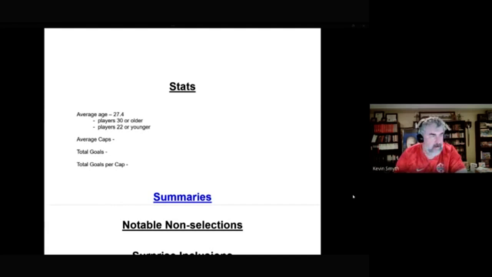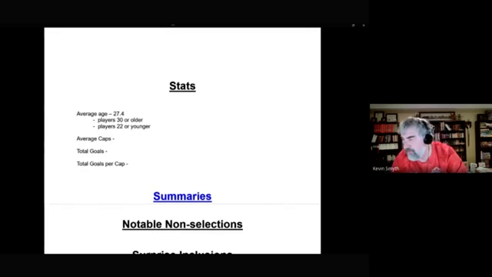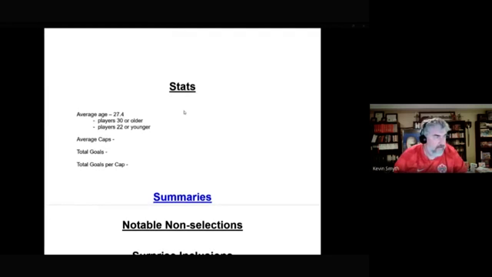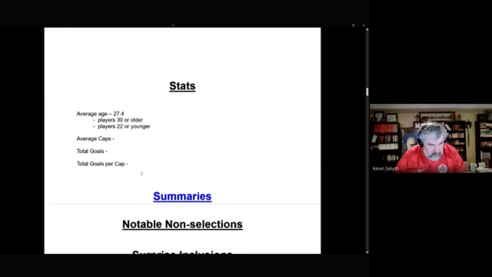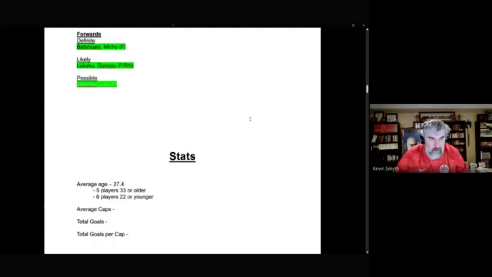The average age of our squad here is 27.4, and that is fairly old actually as a team on the whole. But there are other teams of the same age. 27 is the average, so it's not extreme. But we do have 5 players who are 33 or older, and balancing that out at the other end, 6 players who are 22 or younger. So let me just show you who they are.